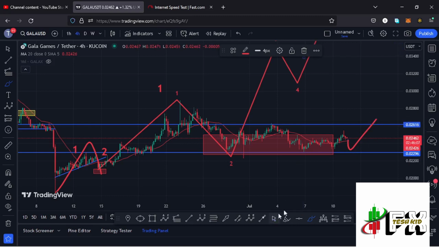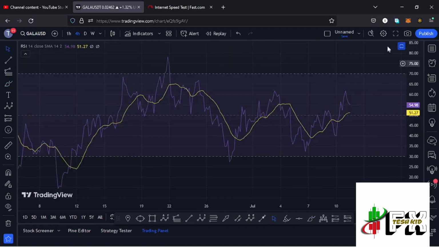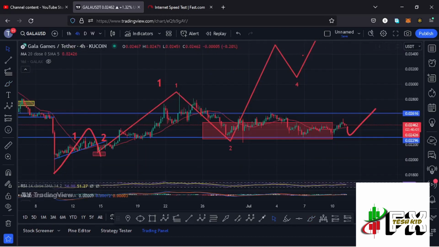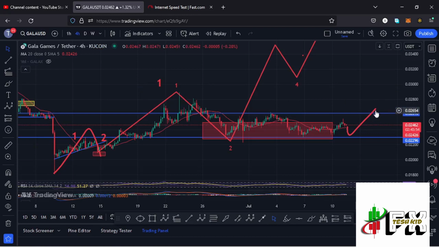Also taking a look at the indicators on the RSI, we are trading at around the 51 mark. Also taking a look at the MACD, we have been able to print a bullish cross, fully supporting higher prices. So let's be patient and see how that plays out, and I will be keeping you updated.